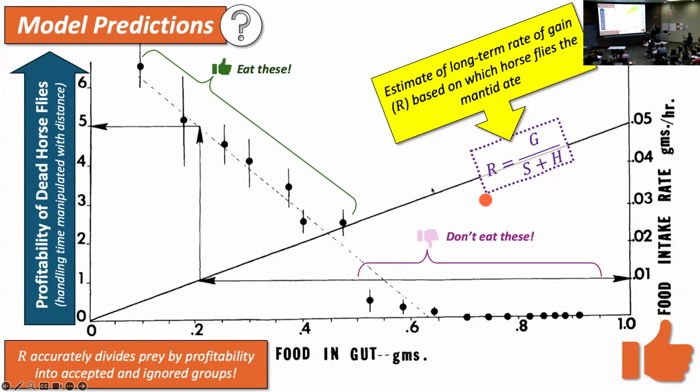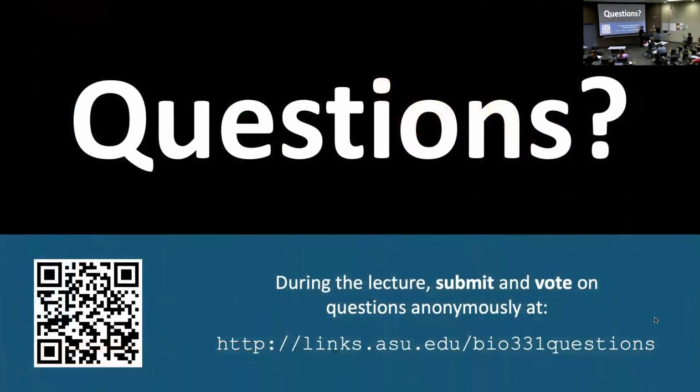So the point about the ones under this line is they're pretty much at zero. They pretty much don't eat. The mantid doesn't eat any of those, but it does eat the ones that are greater than that profitability.